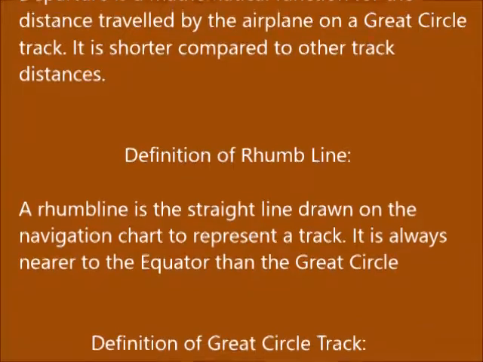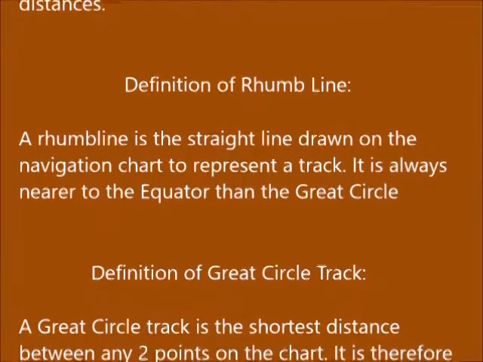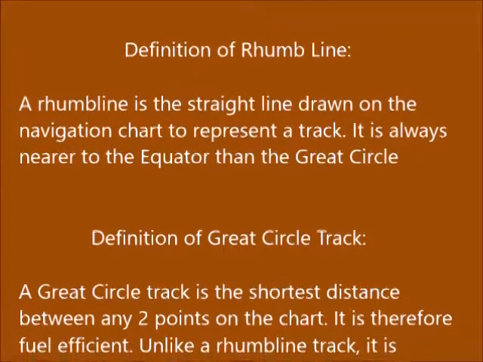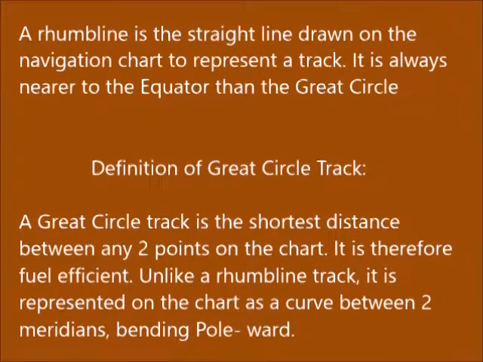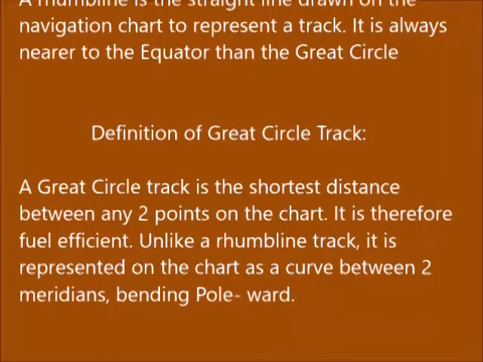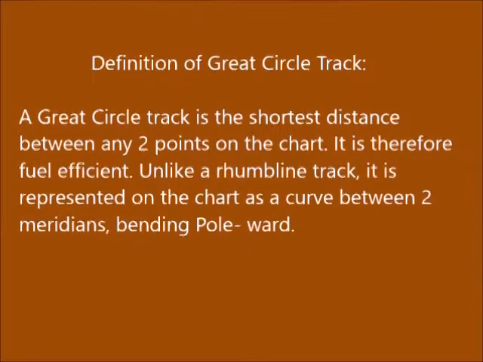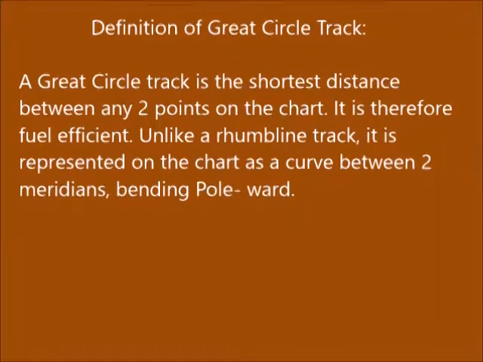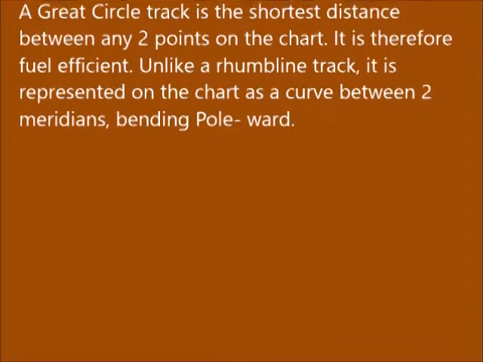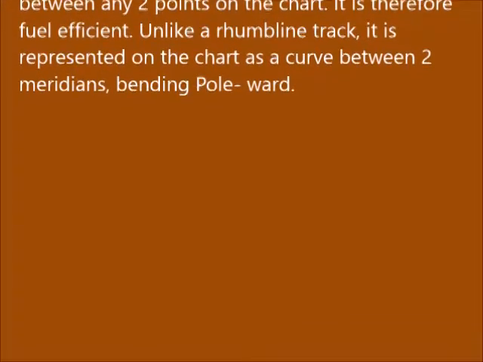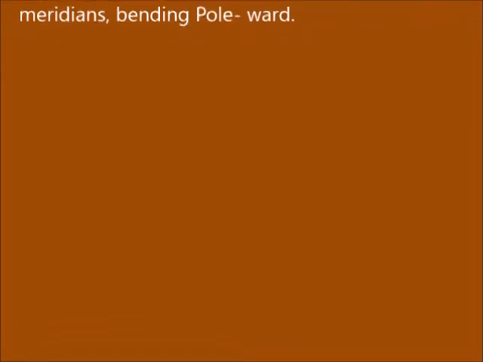Definition of rhumb line. A rhumb line is the straight line drawn on the navigation chart to represent a track. It is always nearer to the equator than the great circle. Definition of great circle track. A great circle track is the shortest distance between any two points on the chart. It is therefore fuel efficient. Unlike the rhumb line track, it is represented on the chart as a curve between two meridians bending polewards.